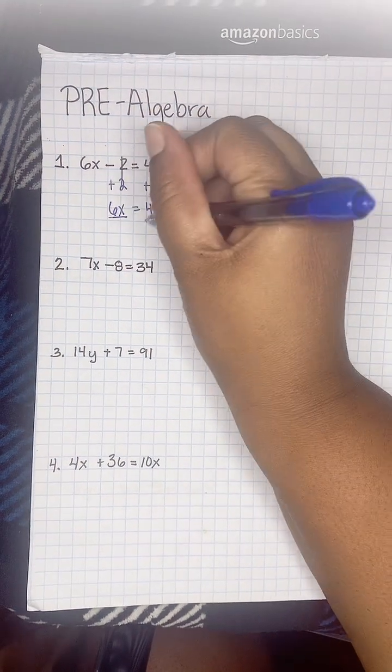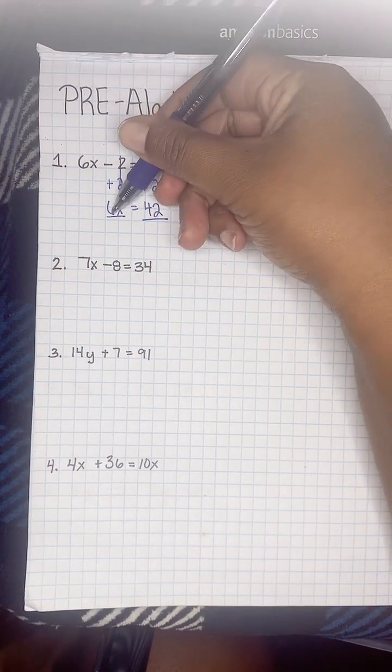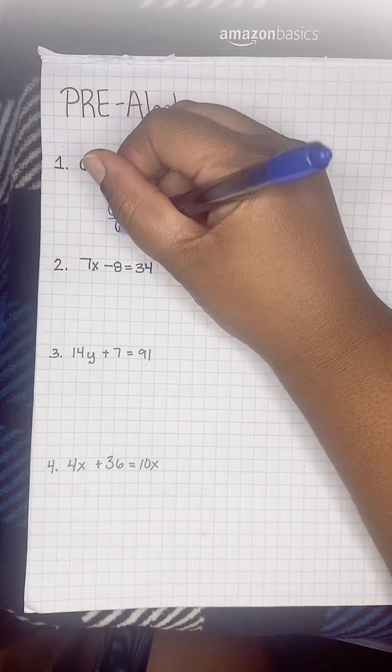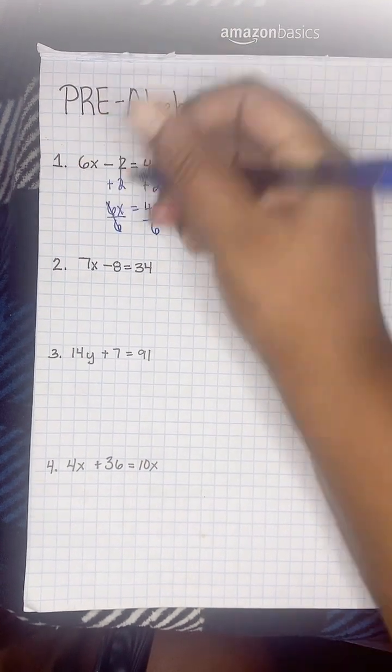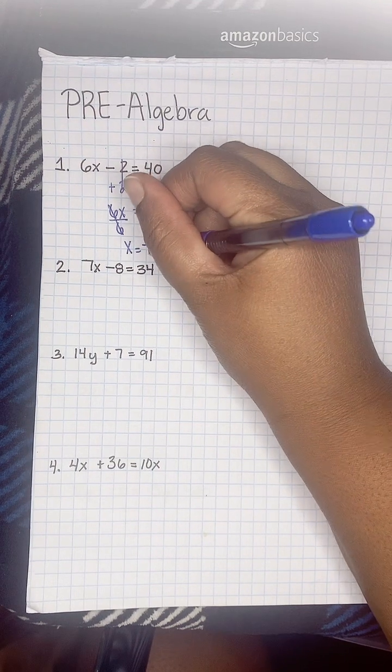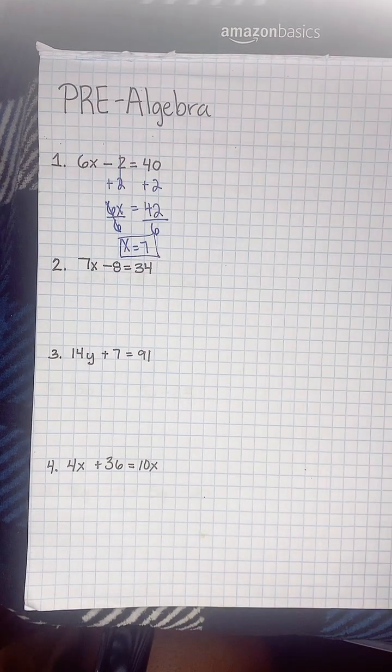Divide by 6. I love it. You guys are on it. Whenever a number is attached to a variable, they're multiplied. So we have to undo that by dividing. And x equals 7. Perfect.